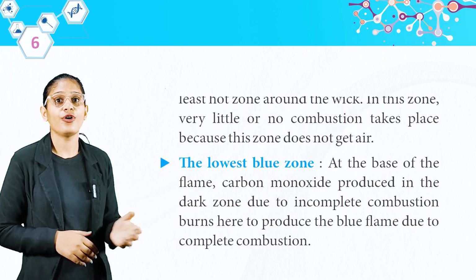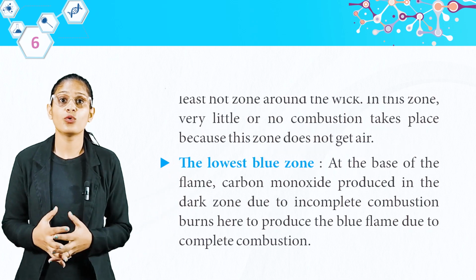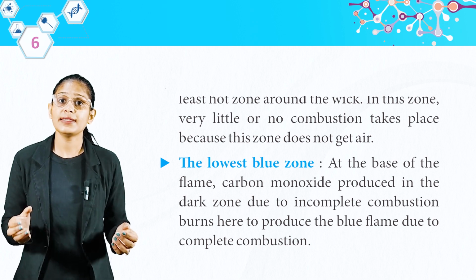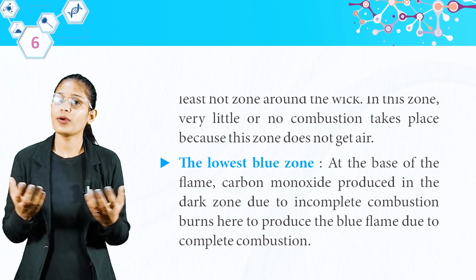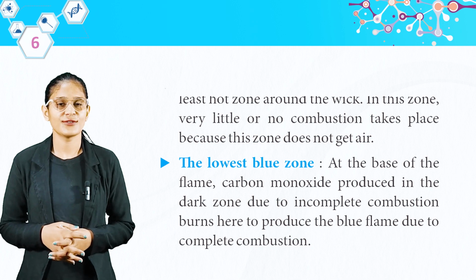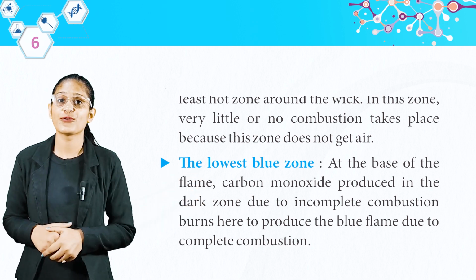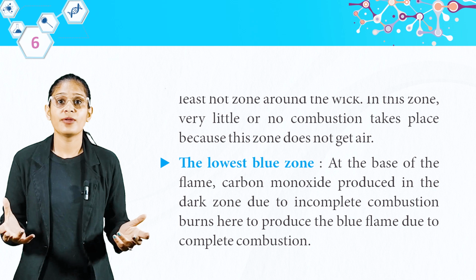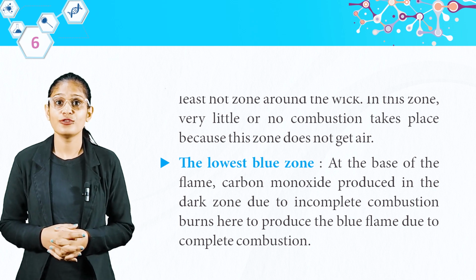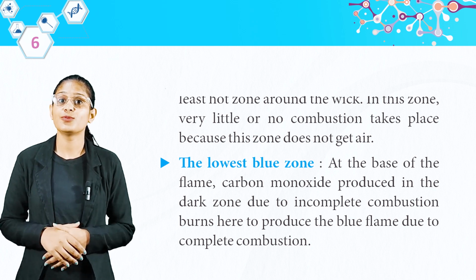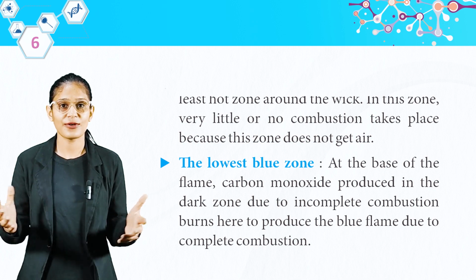Now, inner dark zone of no combustion. It is least hot zone and around the wick. In this zone, very little or no combustion take place because this zone does not get air. Then the lowest blue zone. At the base of the flame, carbon monoxide produced in the dark zone due to incomplete combustion burns here to produce the blue flame due to complete combustion.